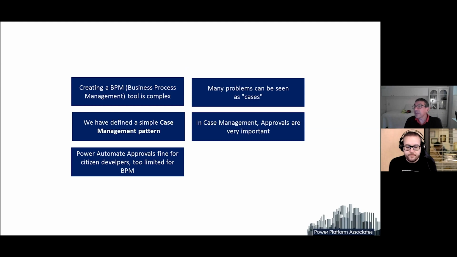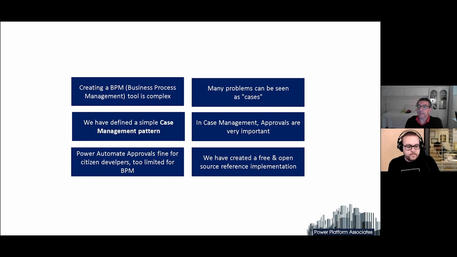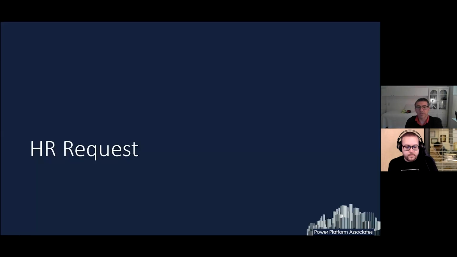And I've noticed, because my favorite product is Power Automate, that in Power Automate, approvals are fine for citizen development, but not enough. They're too limited for business process management. And that's why I've created a free and open source reference implementation that I will illustrate right now. So what I'm going to show you is a proof of concept. And later on, I will create something which is more generic and I will share it for free, of course.